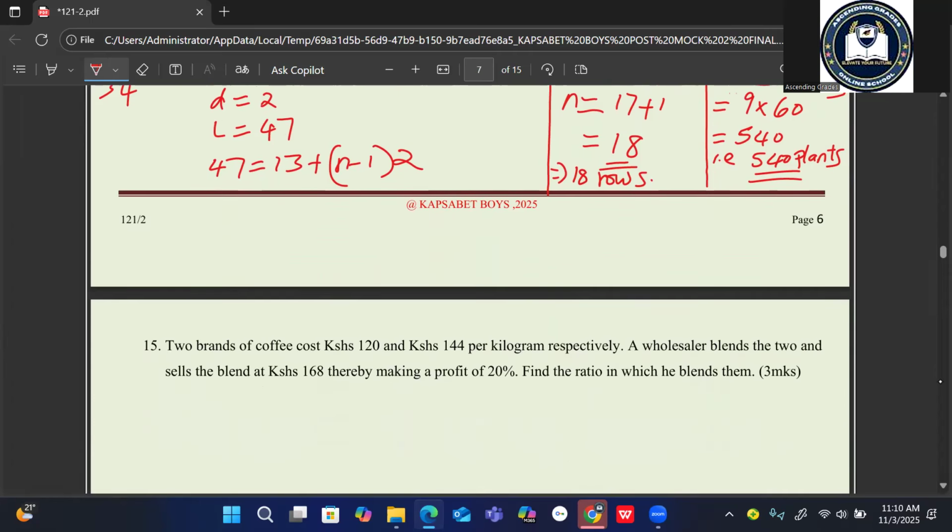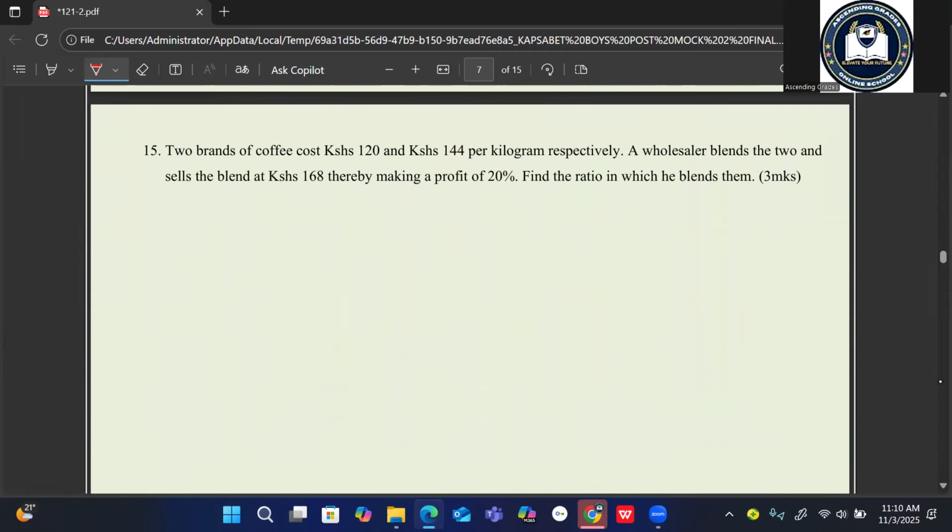That is number 15. We are told that 2 brands of coffee costs 120 shillings and 144 shillings per kilogram, respectively. A wholesaler blends the two and sets the blends at 168 shillings, thereby making a profit of 20%. Find the ratio in which he blends them.